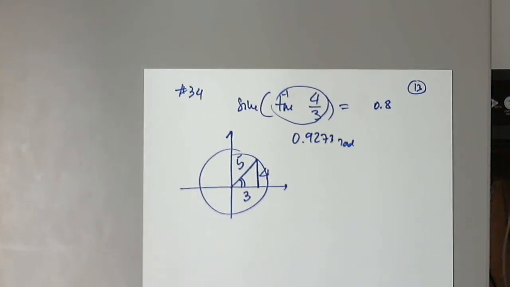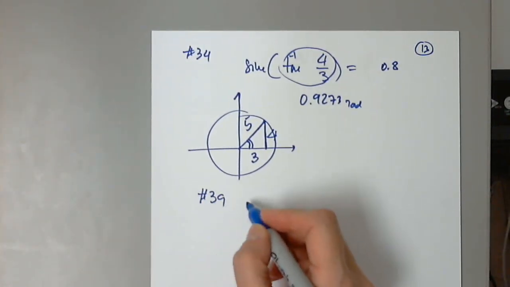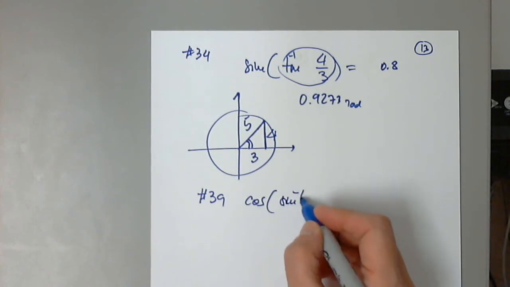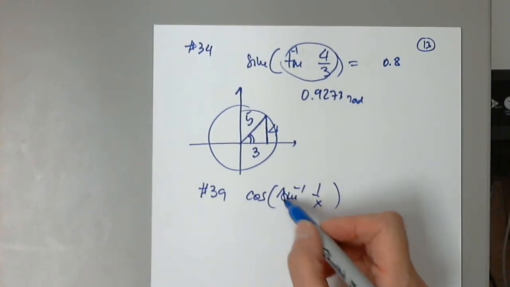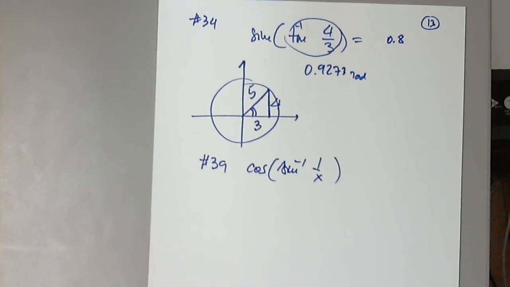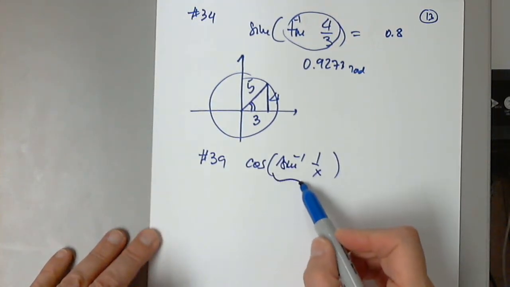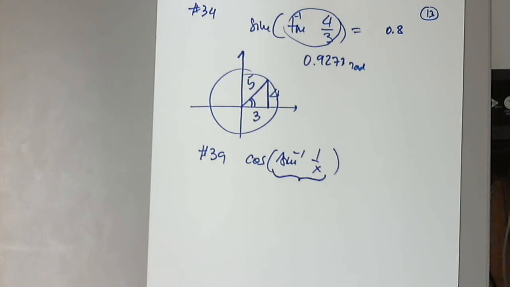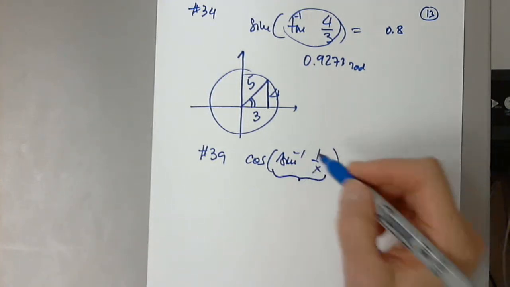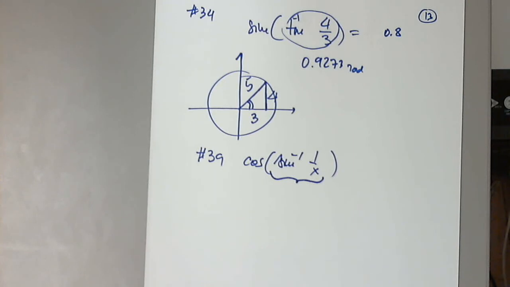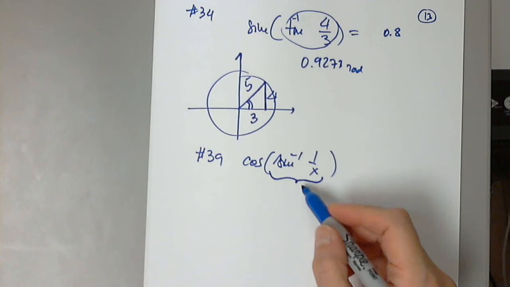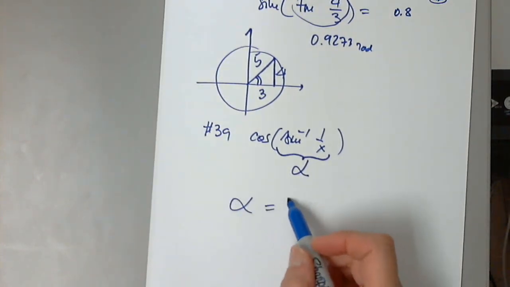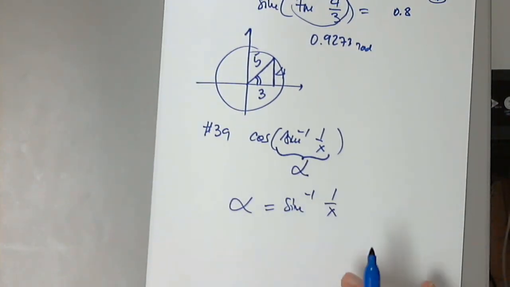Okay, let's do 39. So in 39, we have cosine of sine inverse of 1 over x. Can anyone tell us what this is? Is that sine? Yes, sine inverse. So sine inverse of 1 over x. And what I'm asking is it a number or is it an angle? Very good, it's an angle. So this is alpha. So alpha equals sine inverse of 1 over x.